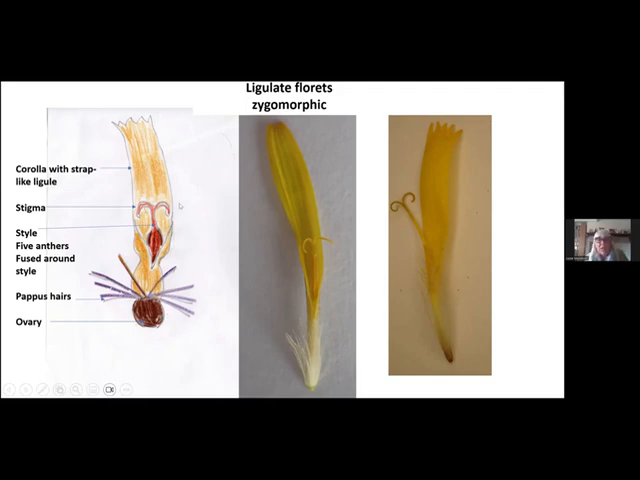You've got your stigma there, there's the style, there's the anthers, and then you've got your ovary underneath here, which actually I stuck another one in there because that one didn't really show that very clearly, but that one there shows the ovary quite nicely. So that's the basic structure.